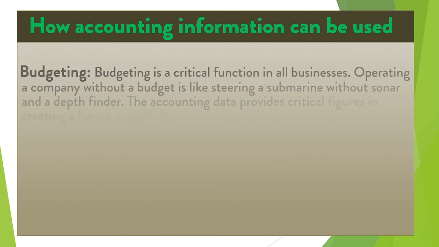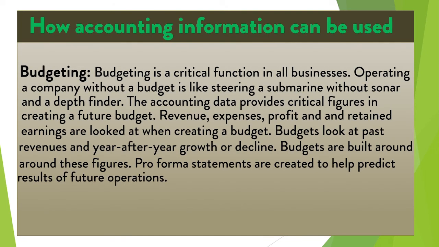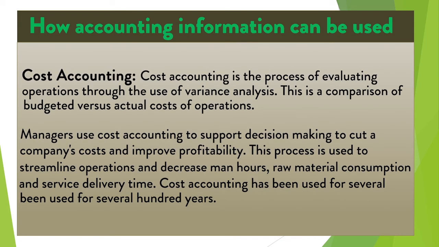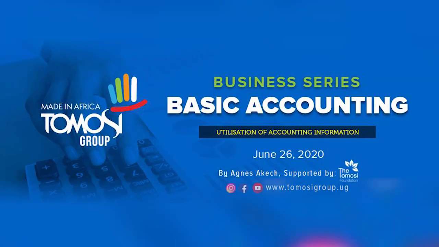Accounting information can help the process of budgeting, which we have touched on earlier. Operating a company without a budget is like steering a submarine without sonar or a depth finder. Cost accounting is the process of evaluating operations through the use of variance analysis. Variance analysis here, we are looking at the changes between one period and another, between two months or a year. This process can only be supported by information provided by accounting.